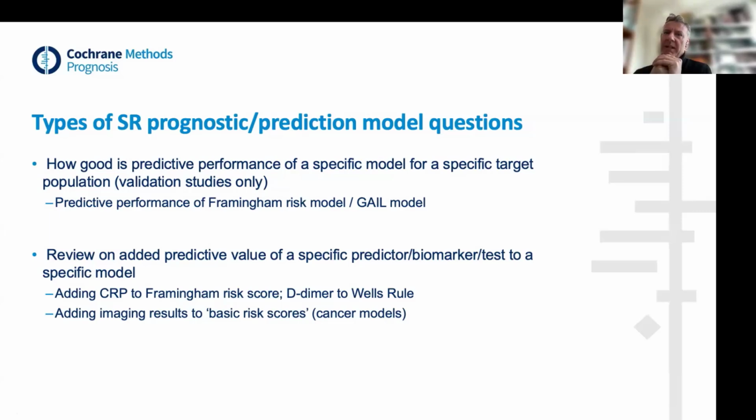And then you can also do a meta-analysis of the performance of that specific model across the various included validation studies. And also a very interesting field is the fourth type, the review on the added predictive value of a specific predictor when it is added to an existing model. A famous one was in JAMA, to see whether CRP should be added to the existing Framingham risk score. That's a very interesting review or meta-analysis that has been done, I think, by Joanna Tsulaki et al. Or should we add the D-dimer test to the Wells rules?